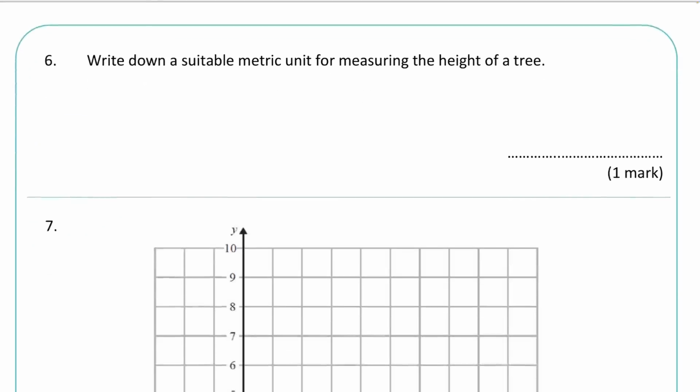Question 6 here says write down a suitable metric unit for measuring the height of a tree. So a suitable metric unit here would be metres. So there we go, we would have metres as our suitable metric unit.